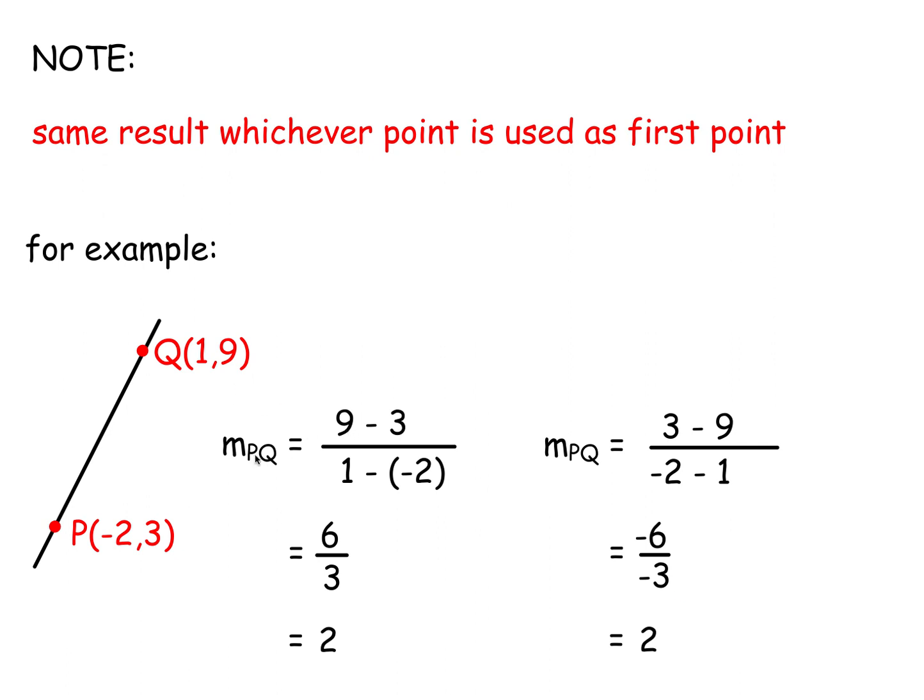So this one is using Q minus P in the top and Q minus P in the bottom. This one uses P minus Q in the top and P minus Q in the bottom. You get the same answer as long as you keep it the same way around. If it's Q minus P in the top, keep it as Q minus P in the bottom. If it's P minus Q in the top, keep it as P minus Q in the bottom.